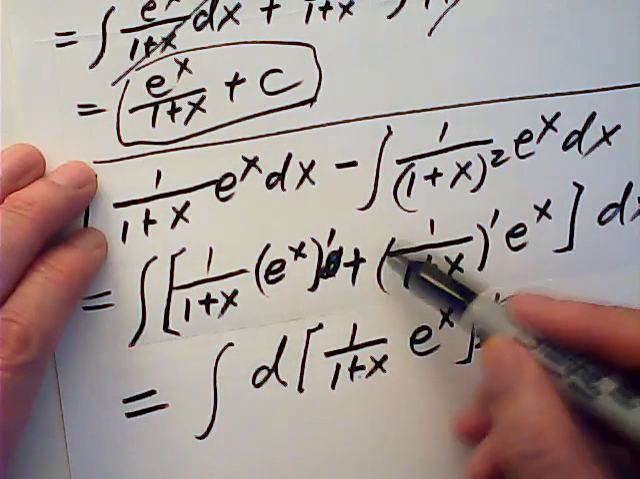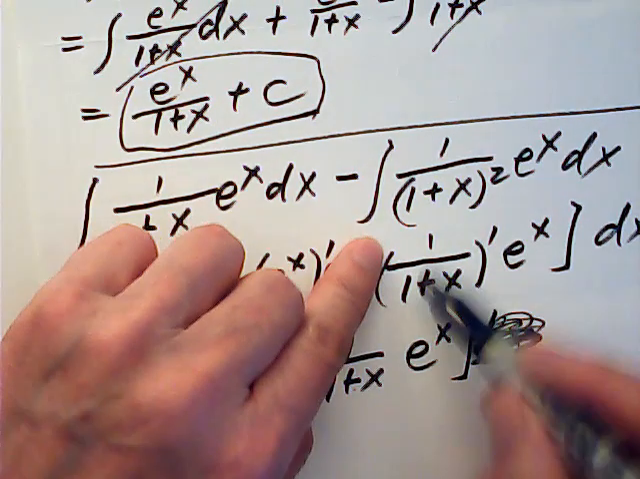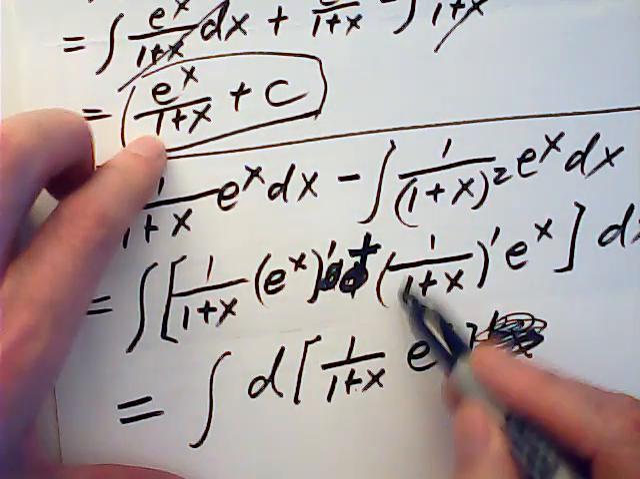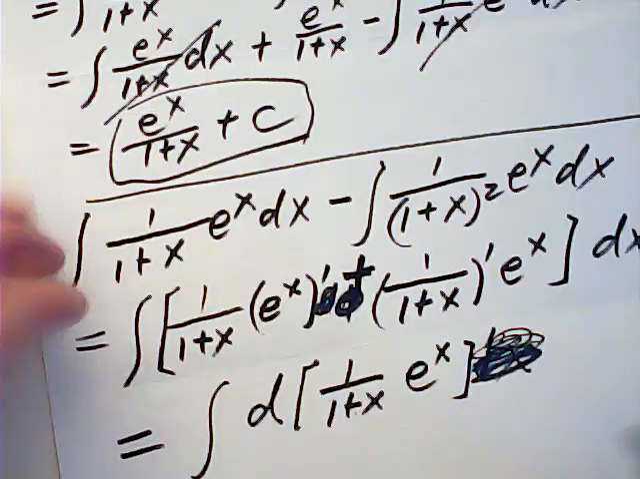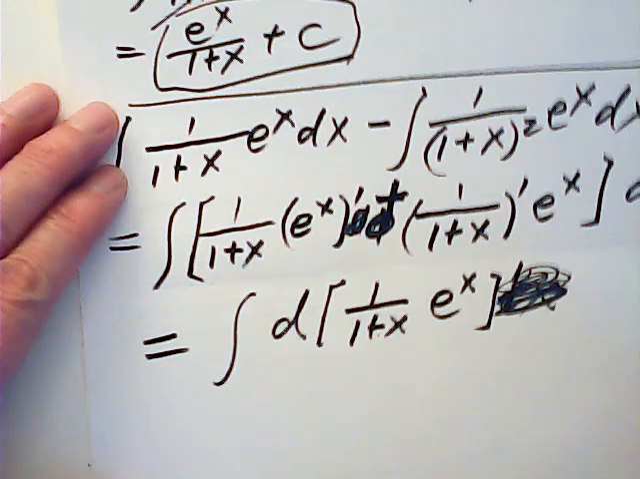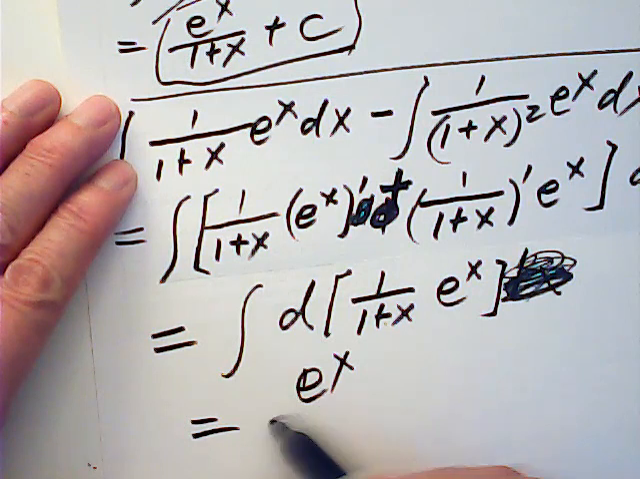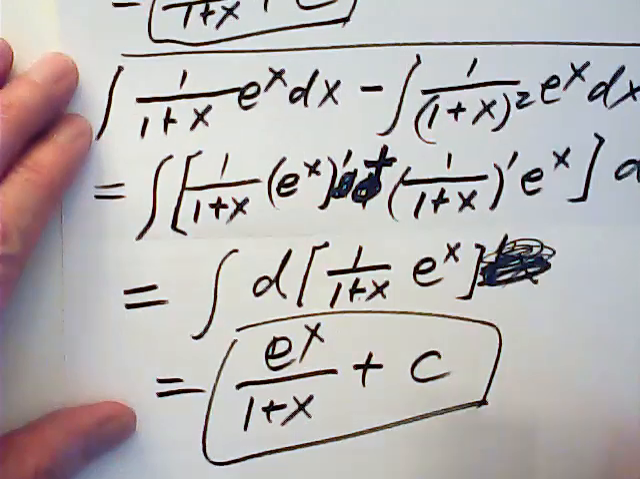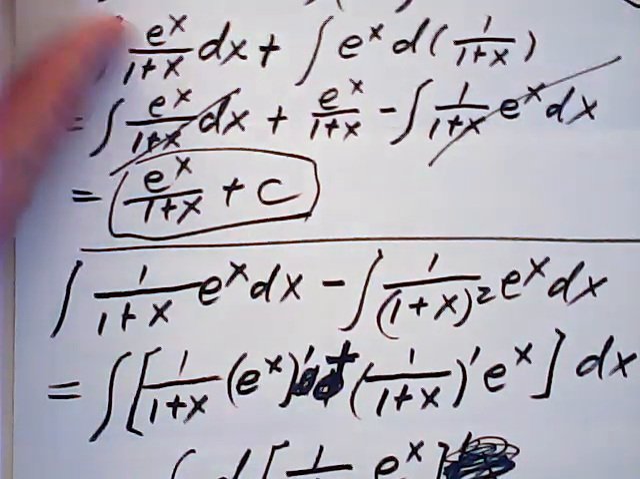Now, I should put a negative here, because this derivative is a negative 1 over 1 plus x squared, so I change the plus to negative, and the product rule requires plus in the middle. Yeah, so that one is equal to e to the x over 1 plus x plus c. Okay, that's the second method for this one.